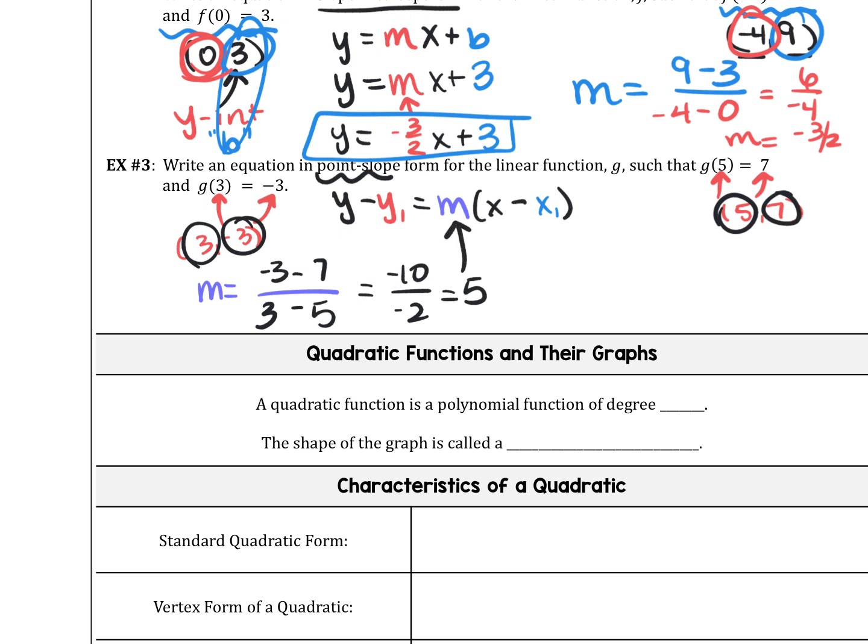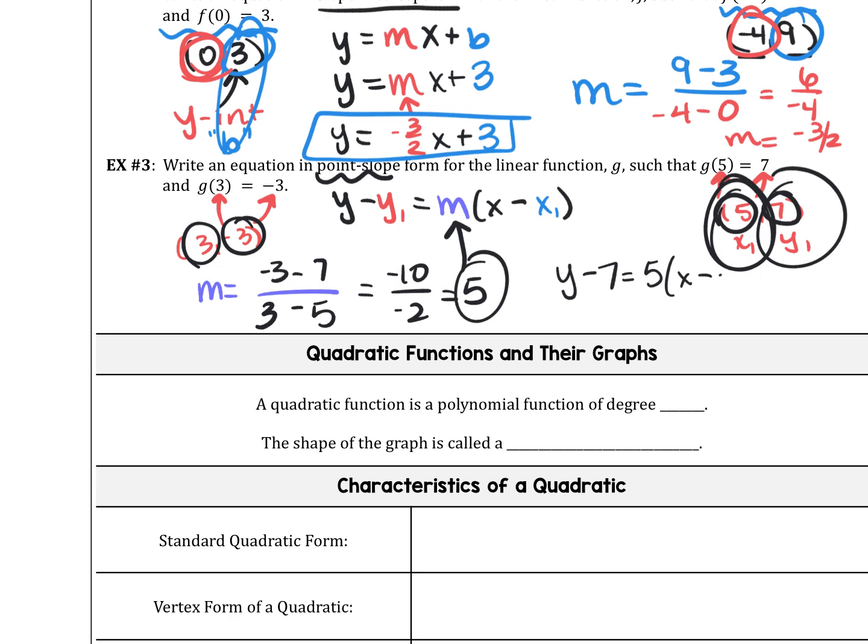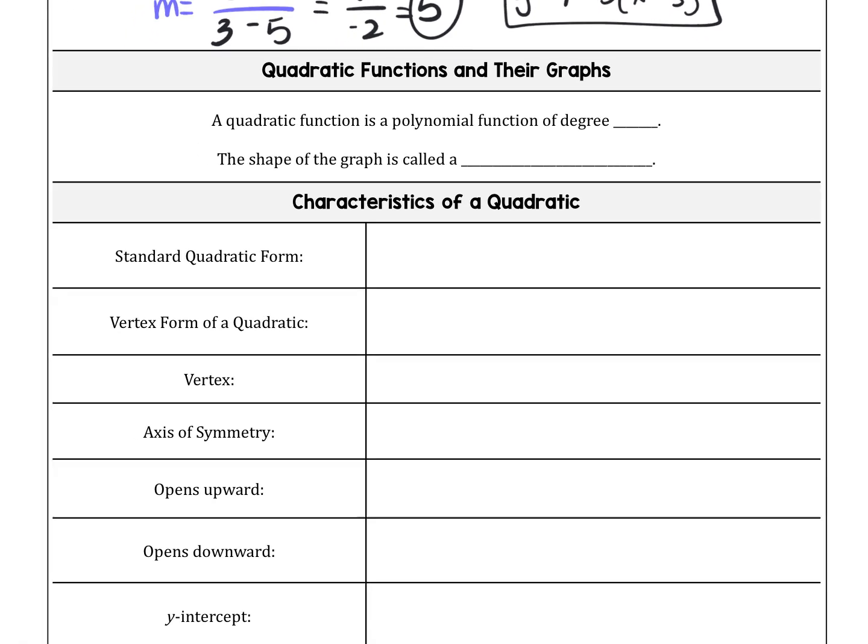Now, in order to find the point, I can literally use either of these points. It does not matter which one you choose. I'll let this be my x1 and y1 because it was my first point. So we're going to rewrite this as y minus y1, which is 7, equals m times x minus our x1, which is this value right here, 5. And that's our point-slope form. Hopefully that's a good review for you.